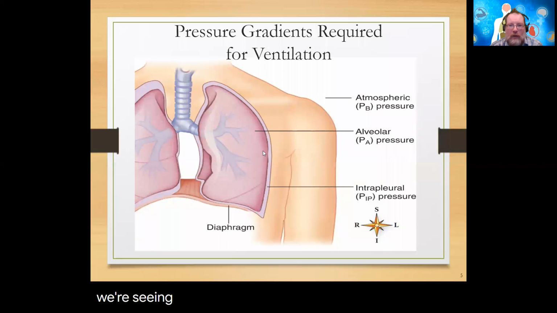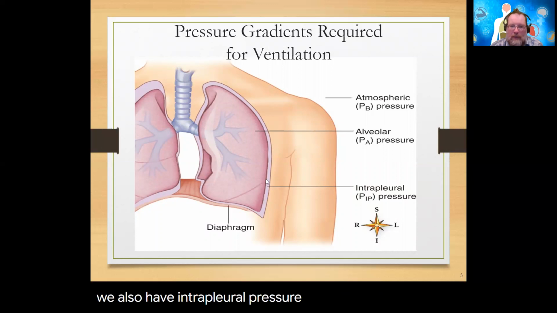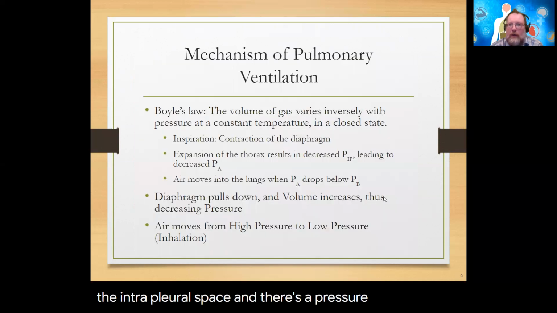So anyway, that's what we're seeing there. We have the alveolar pressure that we just looked at, and then the atmospheric pressure, PA and PB. We also have intrapleural pressure, so in between the visceral and parietal pleura, we have that pleural cavity. That's the intrapleural space. And there's a pressure certainly in there. If you've done the PhysioX for respiratory, you looked at some of these concepts.